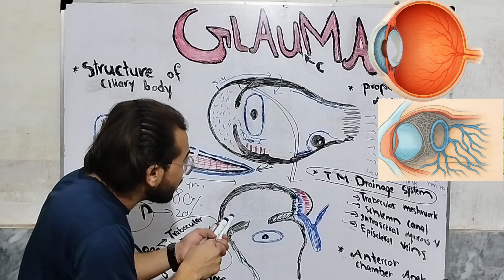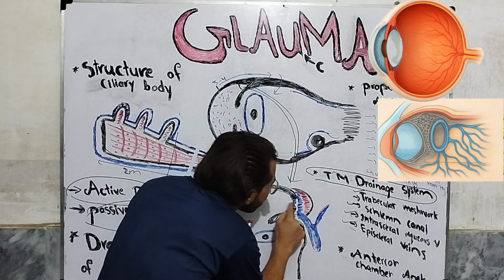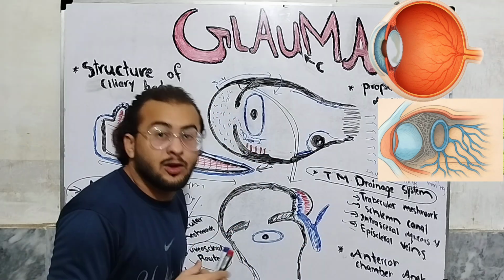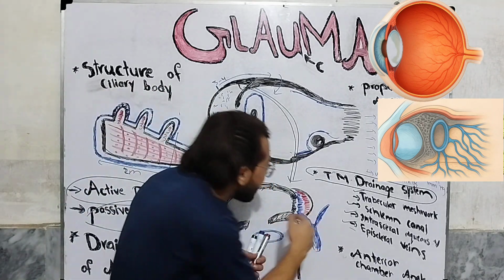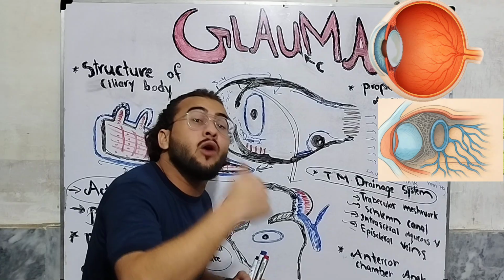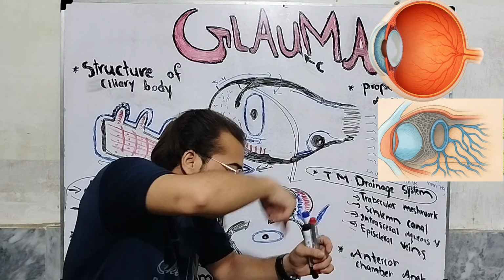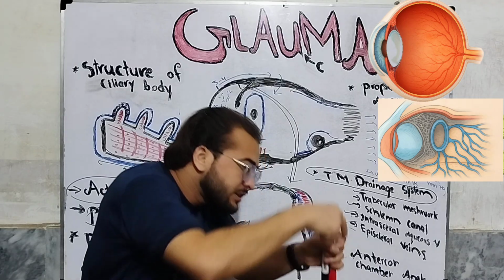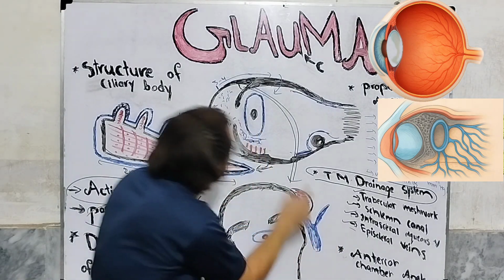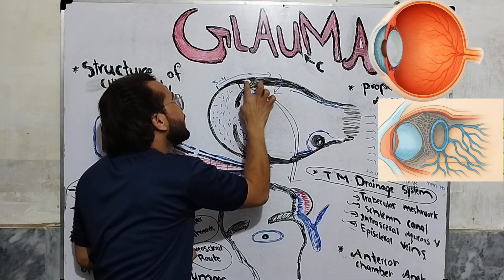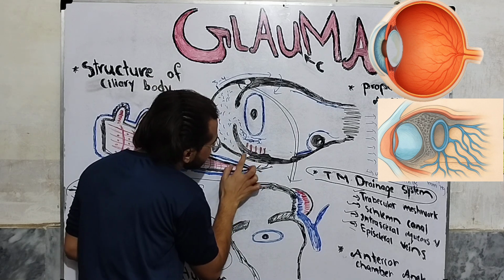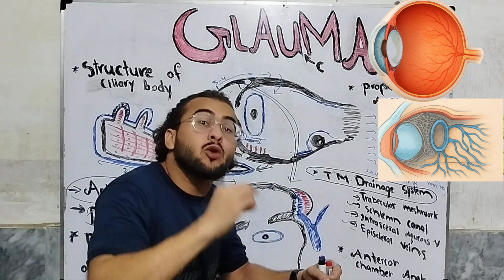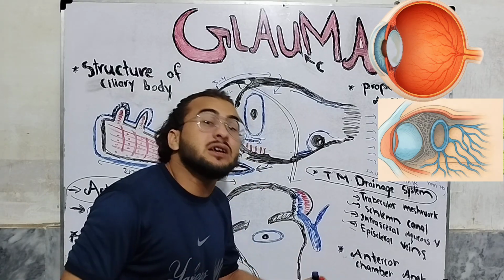This juxtacanalicular part connects the other trabecular meshwork parts to the Schlemm canal. What is the Schlemm canal? The Schlemm canal is a rounded or oval-shaped canal around this anterior chamber. So around this anterior chamber, we have a rounded or oval-shaped canal, which is called the Schlemm canal.